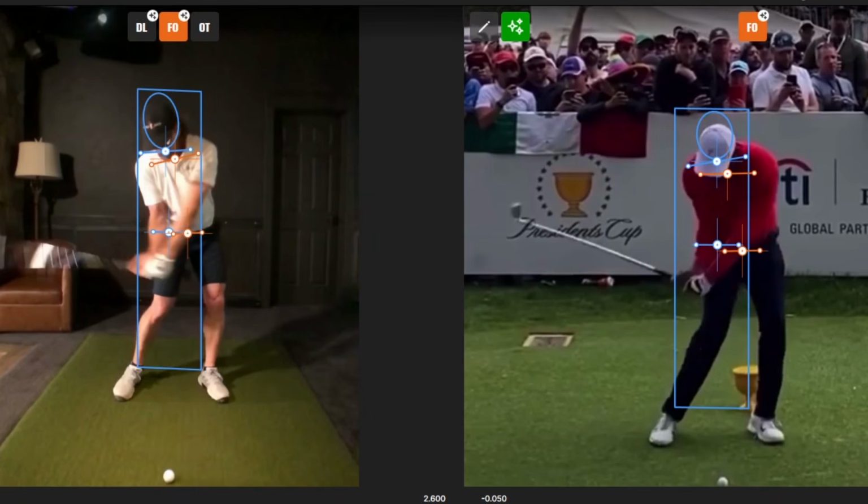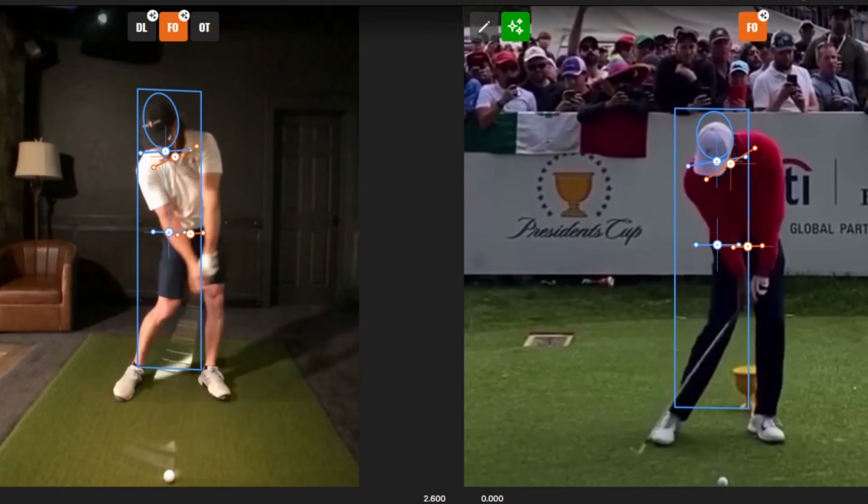And this is one of those things where if you want to feel power in your swing, obviously driving off of that trail leg is one of the most efficient sources that you'll find.